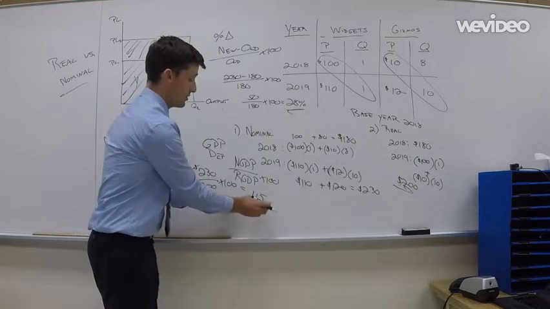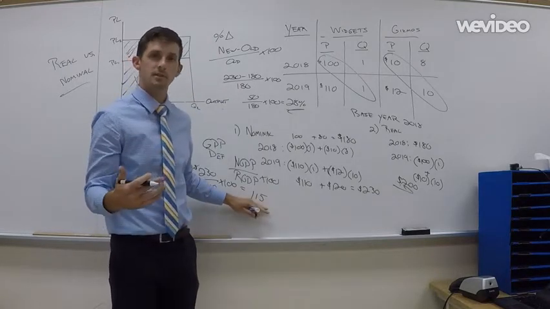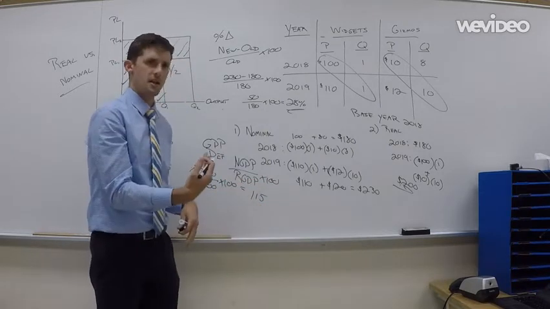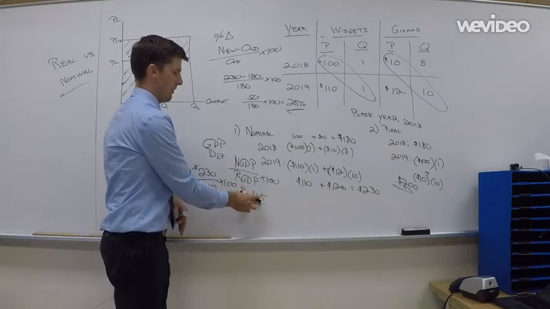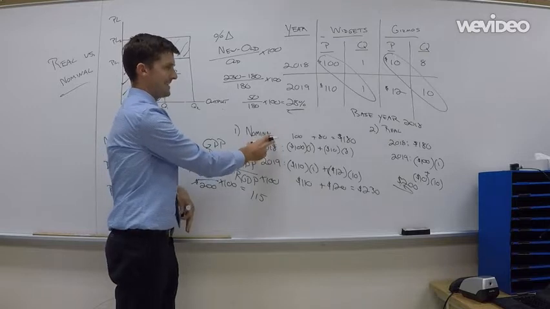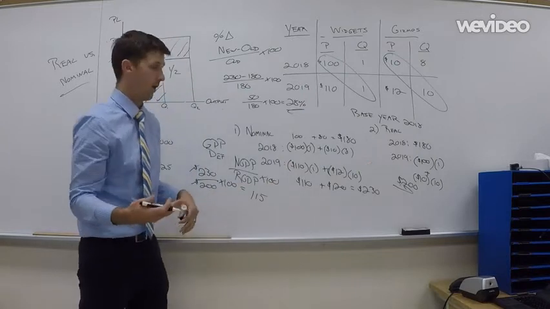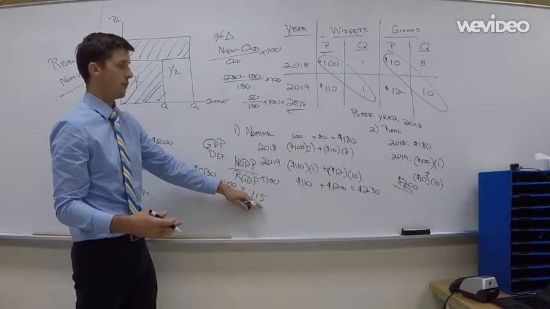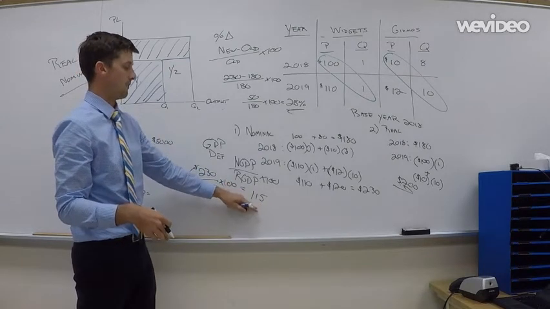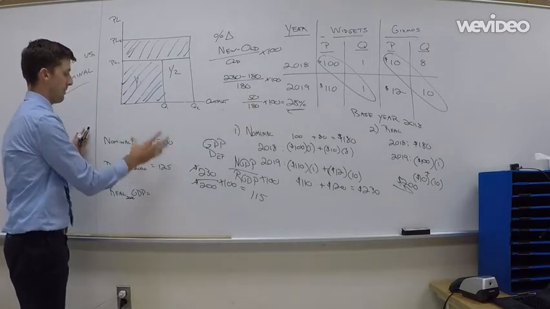Now what we could do with this number is a couple things. One, we could find, okay, what's the percentage change? What's inflation look like? Well, that's a percentage change question. New is 115, and our old would be the GDP deflator for 2018, which would be 100, 180 divided by 180 times 100. So we could find out that prices increased about 15%.